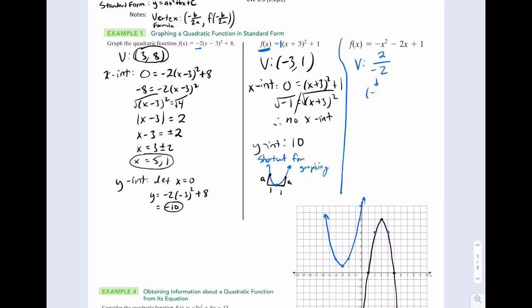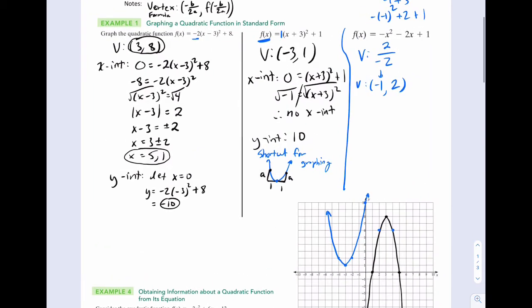That means the x value is negative 1. Let's plug in negative 1. Negative negative 1 squared plus 2 plus 1. This would be 3, and that's negative 1. That's positive 2. So negative 1, 2 is our vertex.